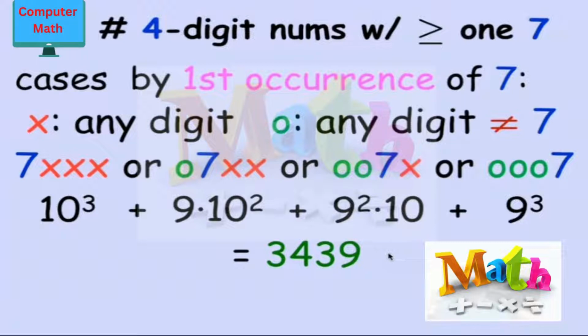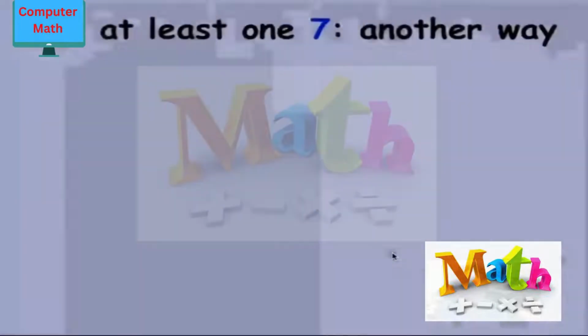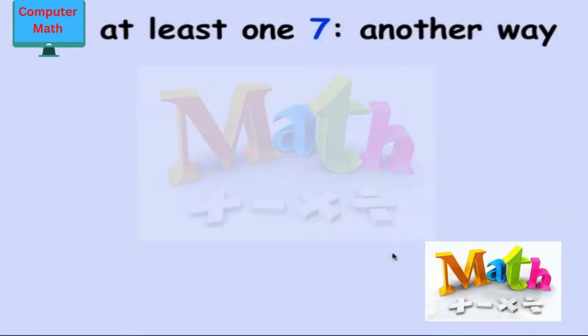Not especially interesting, but it's 3439. Okay, so that's an exercise in counting something by somewhat ingeniously breaking it up into a sum of disjoint things that are themselves easier to count.